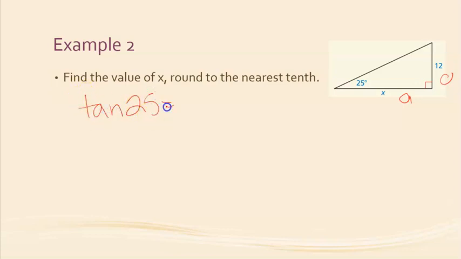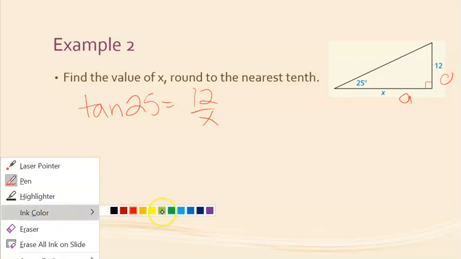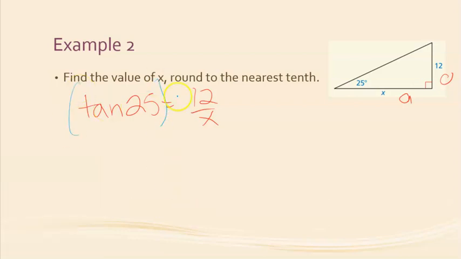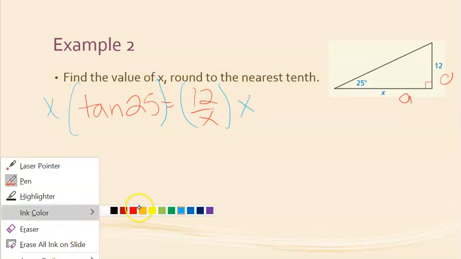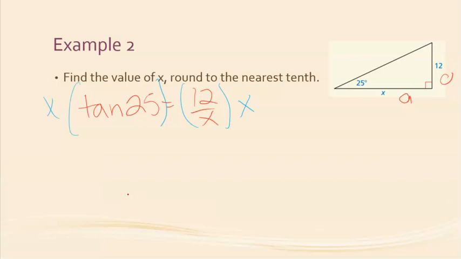So I have tangent of 25 equals 12 over x. How do I want to solve this one? Multiply by x on both sides. Let's change the pen color. You do the same thing for the other side.